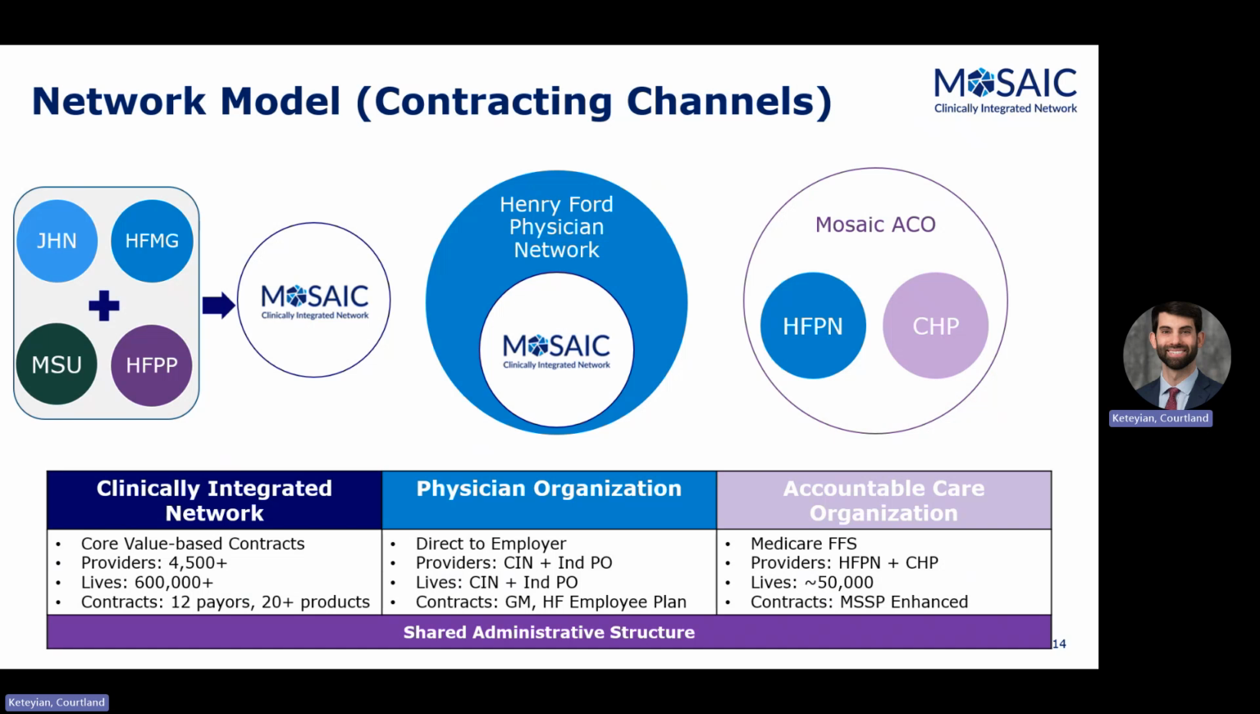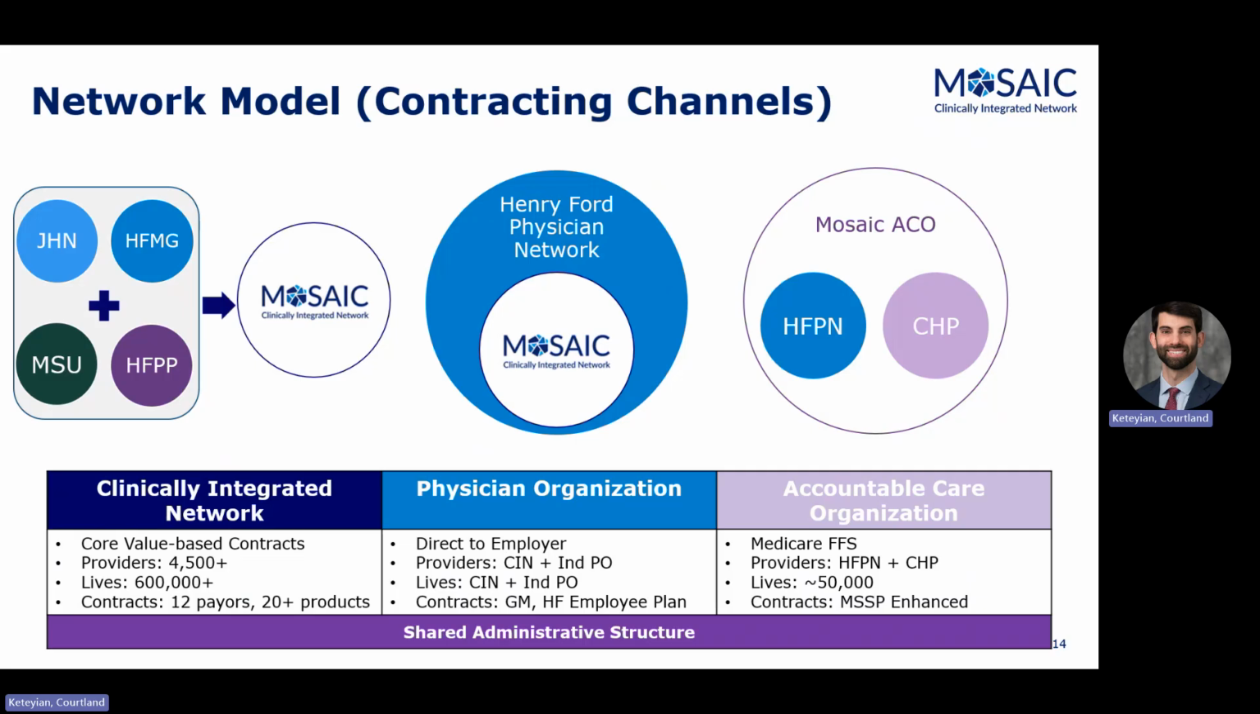The physician network is more of an umbrella with much looser alignment. It's not designed to meet standards of clinical integration. And so it's a different type of contracting model, which is called a messenger model. And it allows us to participate with other physician organizations after we come together in specifically these direct-to-employer arrangements. And then the third contracting entity is the Mosaic Accountable Care Organization. And the ACO is inclusive of really most of who participates in the HFPN, as well as Covenant.